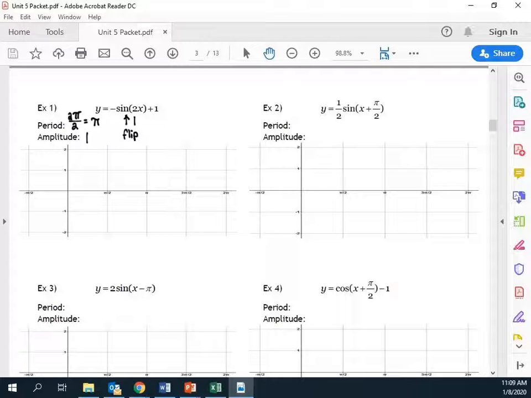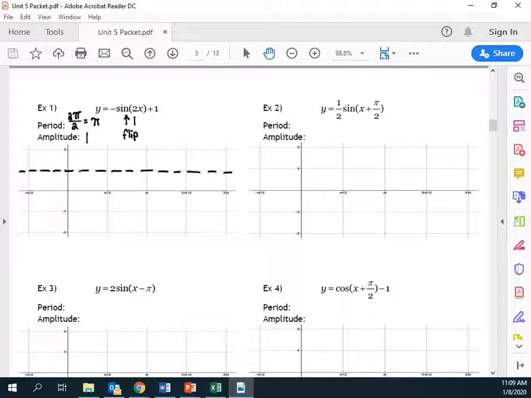Yes, what is it? Up 1. So I'm going to draw a new dashed line to represent my new center. It's not the x-axis anymore, guys. It was when we first did this in the parent function. However, now what you're looking at is a shift of up 1. So I'm drawing a new x-axis using dashed lines.